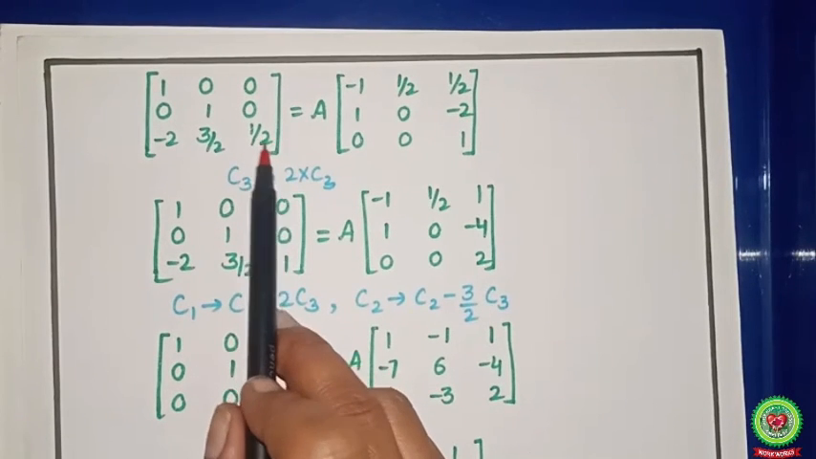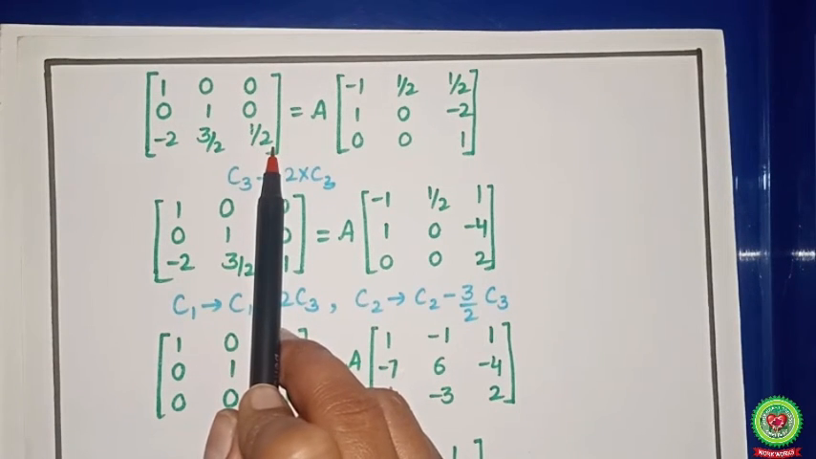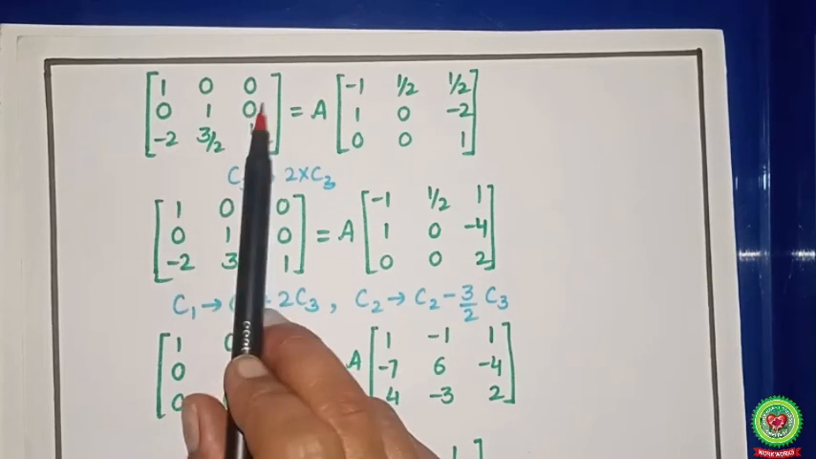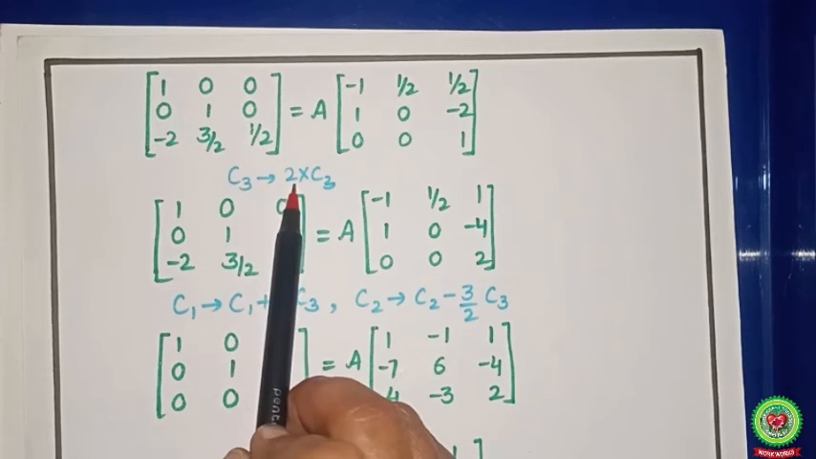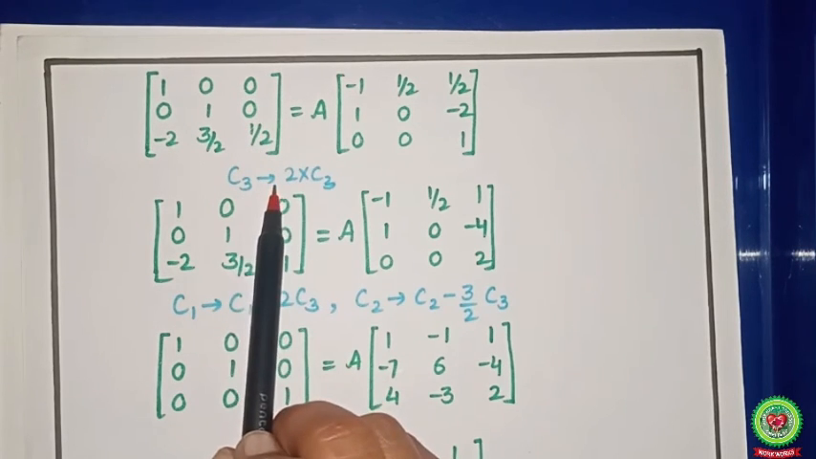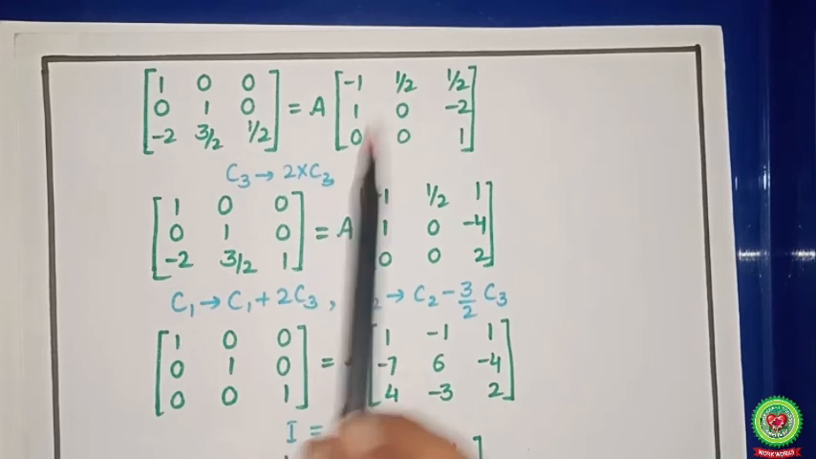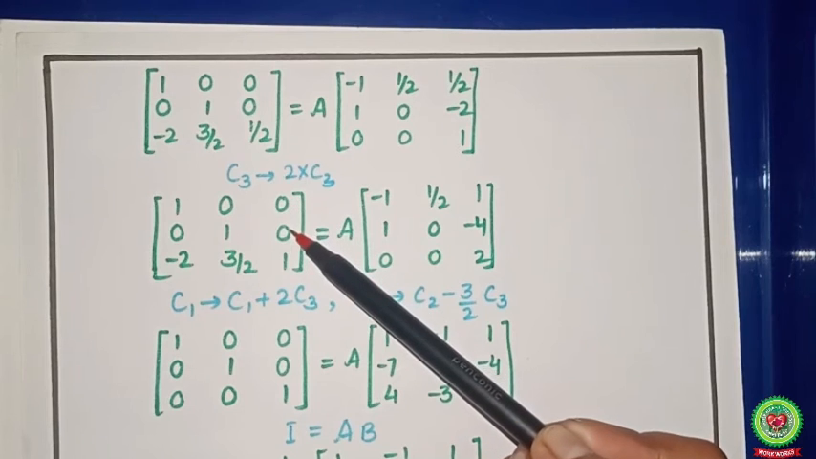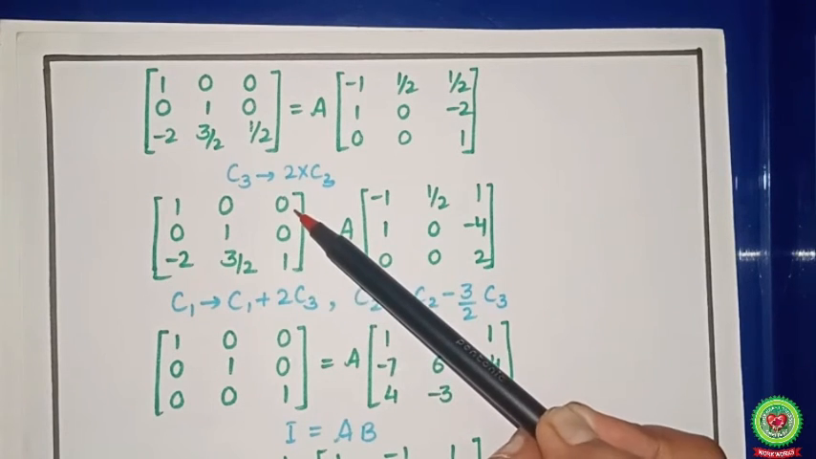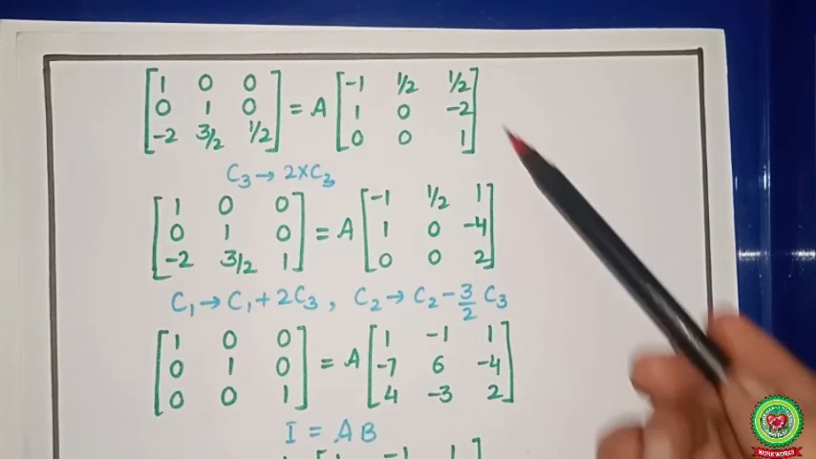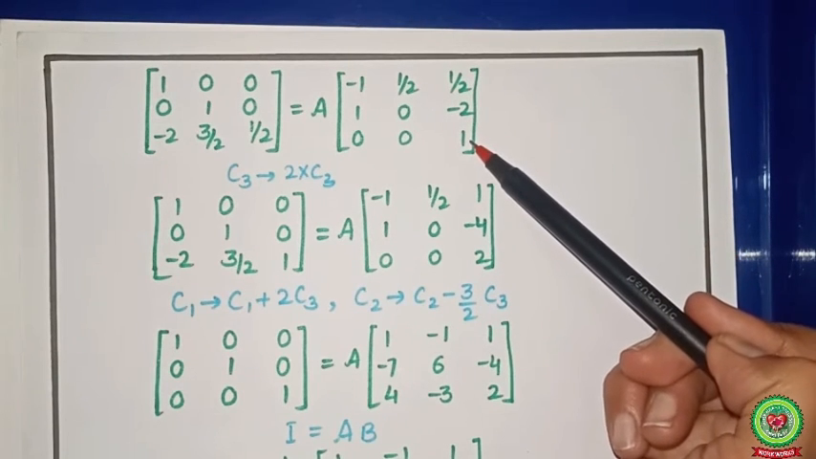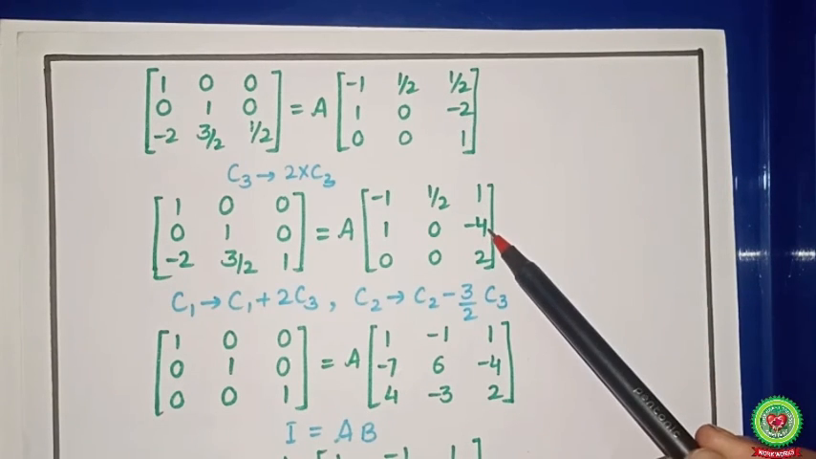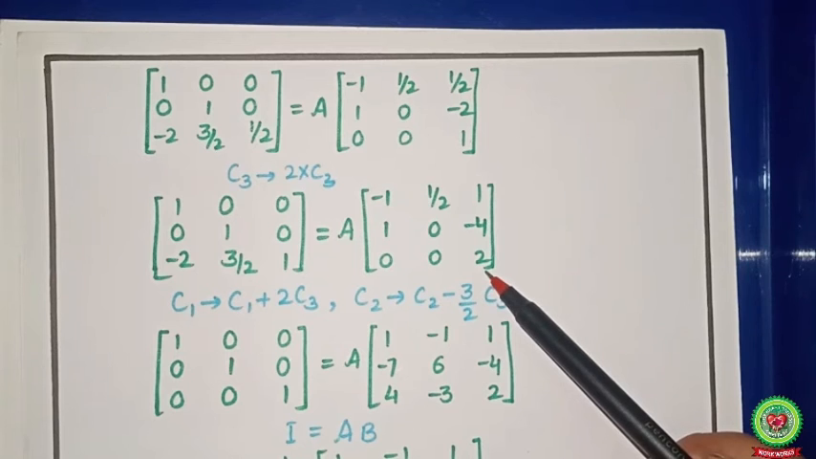The last element is 1 by 2 and we want 1 only. So for making it 1, we will multiply column 3 with 2. So column 3 changes to 2 times column 3. So here first column same, second same, third we will get 0, 0 and 1. Now same operations on the right hand side also. Third column is multiplied with 2. So first element changes to 1. Here minus 2 into 2 will be minus 4 and here it is 2.